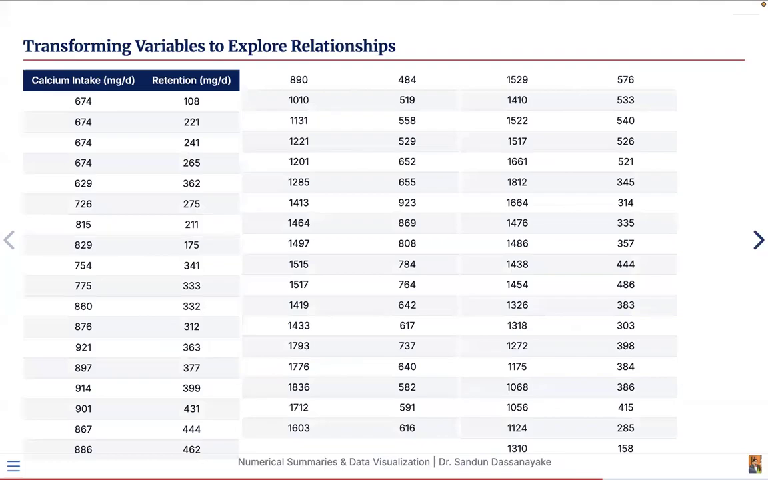Now let's look at something interesting about numerical values. When we plot numerical values, if you look at this particular data set, you have the calcium intake and the retention, in milligrams per deciliter or some other volume measurement. So calcium intake and retention, in the human body. These are real results. Okay, I'm not forging anything. These are real results.